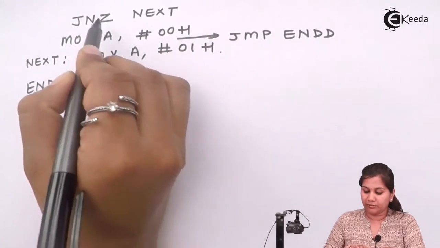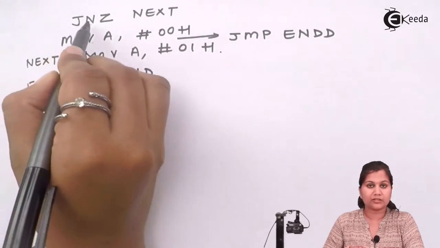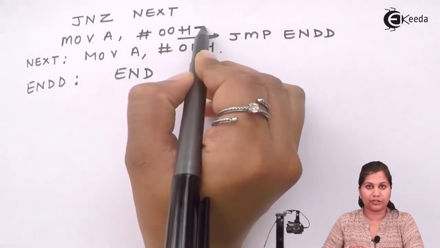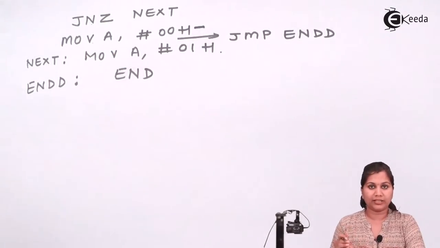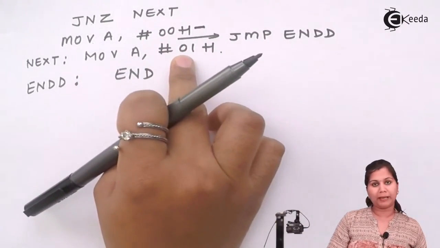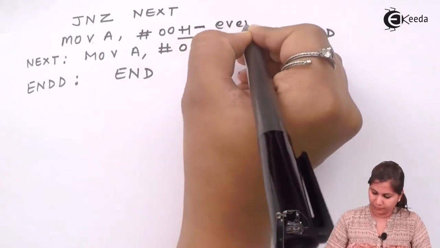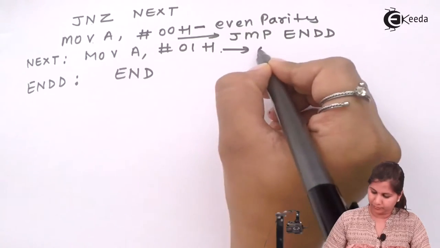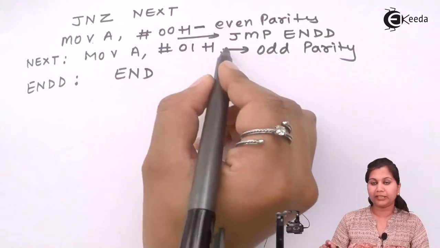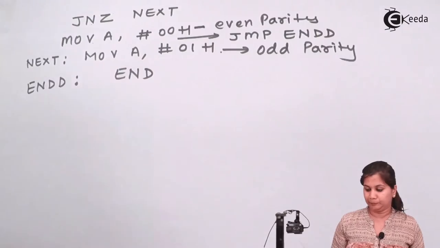If the zero flag is not set, then it will jump to the next condition. This instruction will not be executed. So in this way, for both conditions, when even parity is there, then 00 will be displayed. If odd parity is there, then 01 will be displayed. So by getting this display, or by checking the contents of the accumulator, we will get to know whether it is having even parity or odd parity.